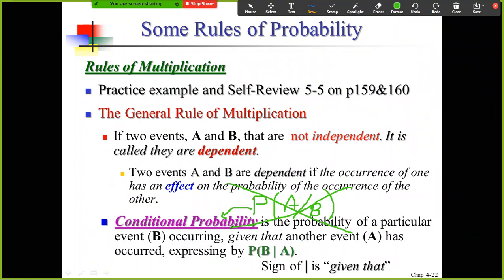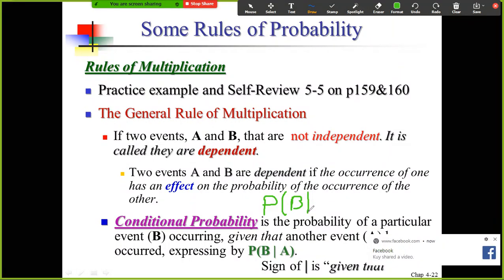Even though in previous years I said it again and again, some students still come with it. That's why I expect that you will not follow them. So don't use this style, but use this style: probability of B given A.